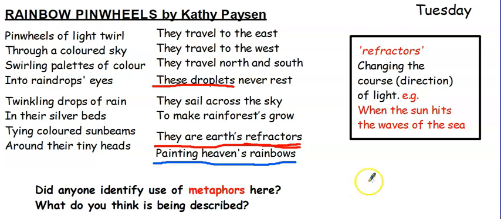You have got some rhyming. Hopefully you spotted some of that. We had heads and beds, we had eyes, sky, we had west and rest, and we had grow and rainbow. So you've got some other poetic features here, and you've got some anaphora in there. They travel to, they travel, they travel. So some repetition of the same phrase.